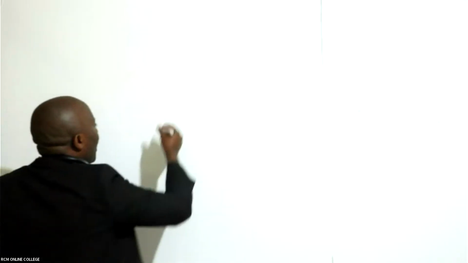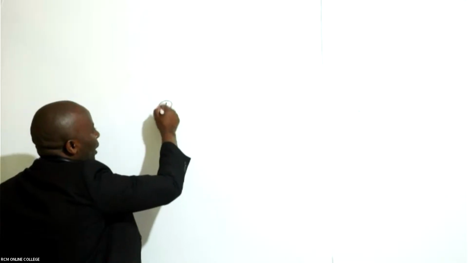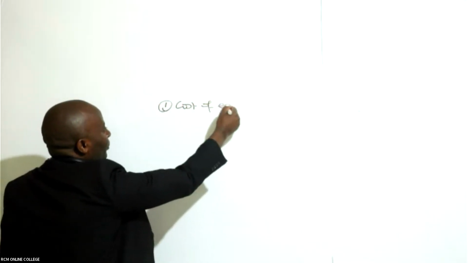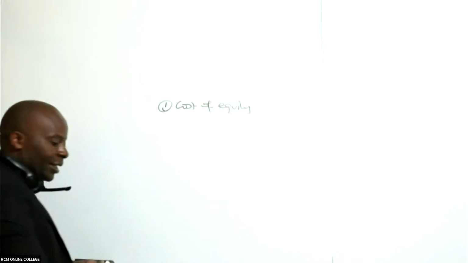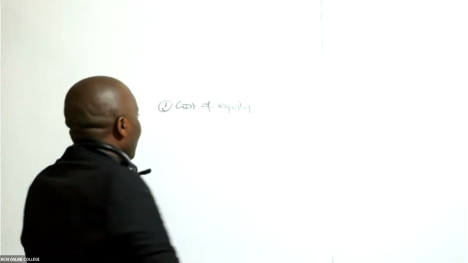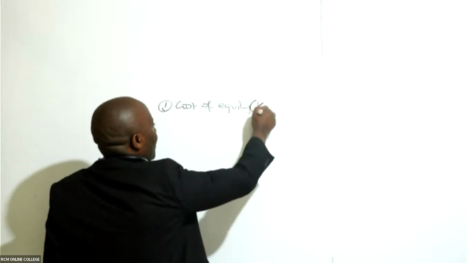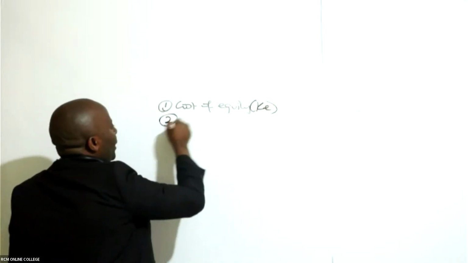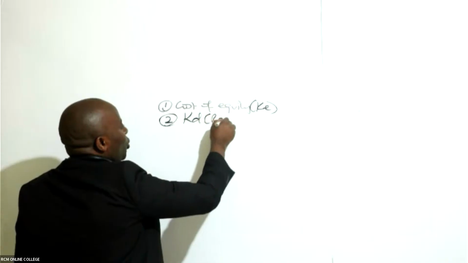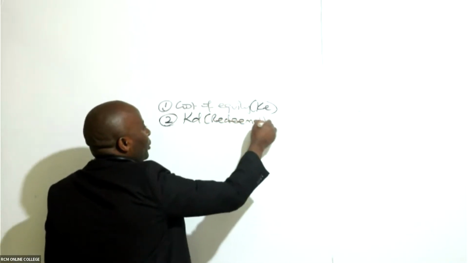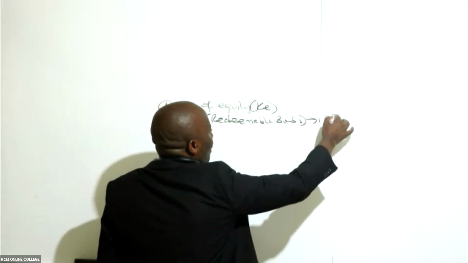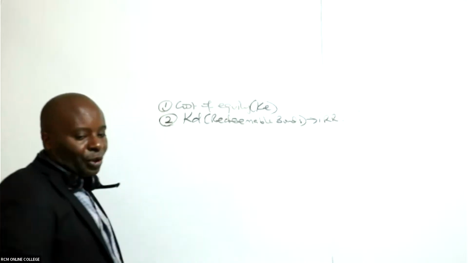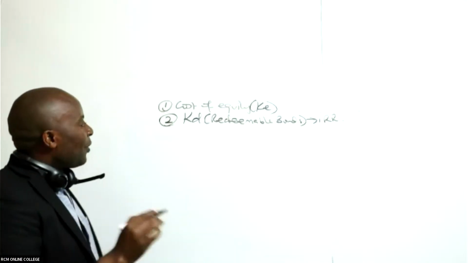In this session, I'll show you how to get, number one, cost of equity, KE. This is critical. Then, how do we get KD in situations where we have redeemable bonds? We shall be using what we call the IRR approach.